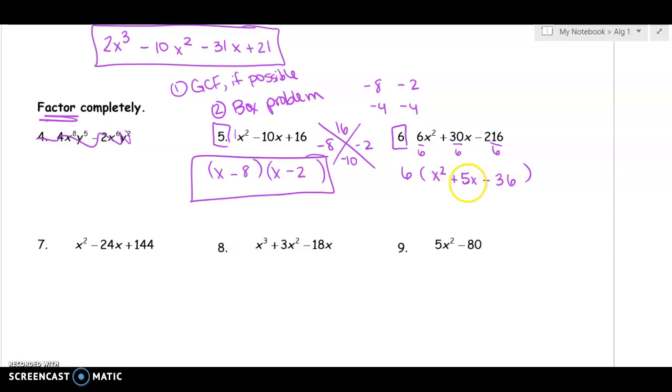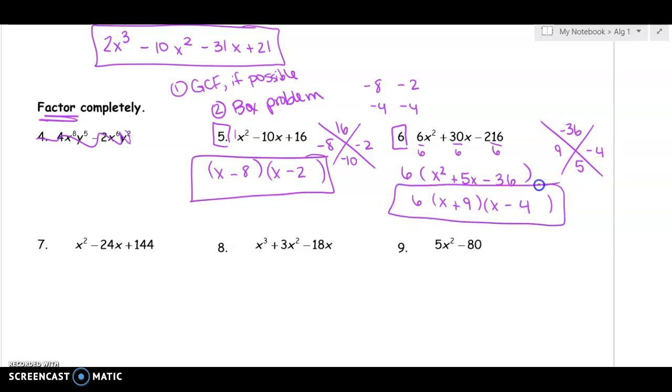36. Now we can do a box problem. It's got to multiply to be negative 36 and add to be 5. So you got to fiddle around with the numbers that are going to work, but it's going to be 9 and negative 4. So 9 times negative 4 gives you negative 36. 9 plus negative 4 gives you 5. From here, you're going to put your x's in the front of both. Positive 9 means plus 9 here. Negative 4 means minus 4 here. And then again, you stop. We're not going to do any more solving.